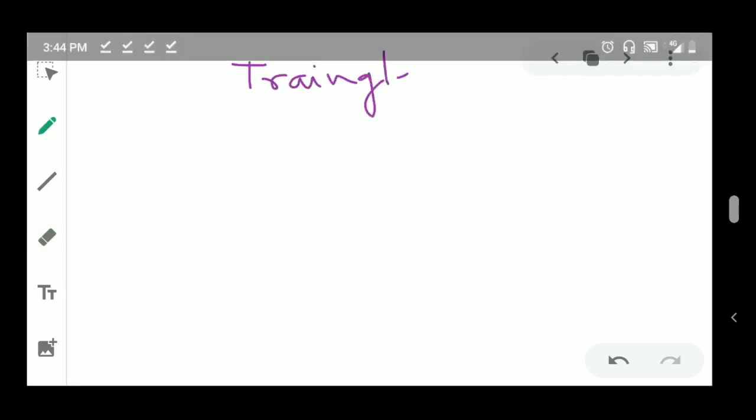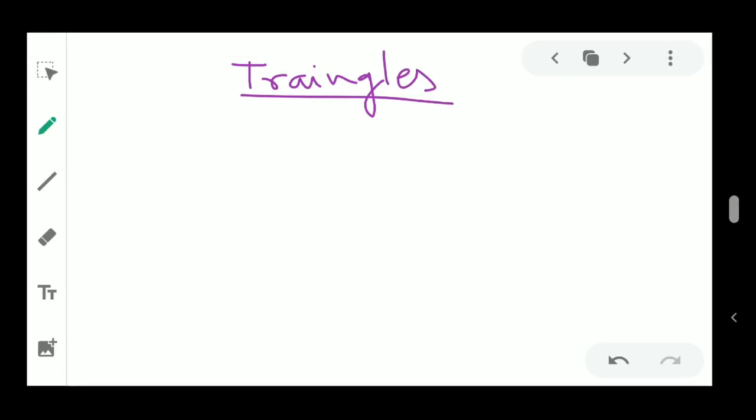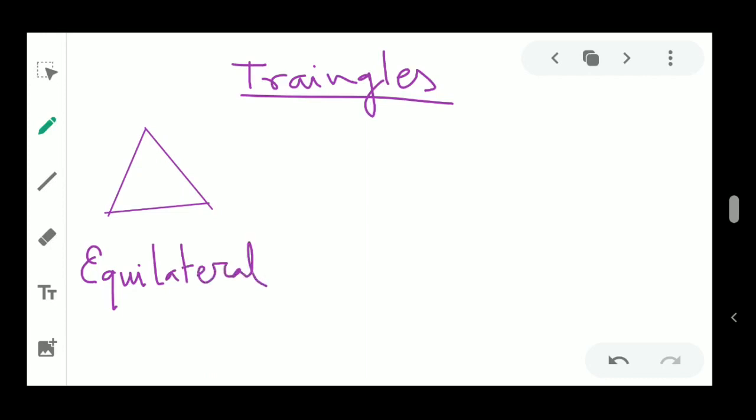So three kinds of triangles are there. So the first triangle is the one that has all sides the same, like this. These kinds of triangles are called equilateral triangles. Okay.